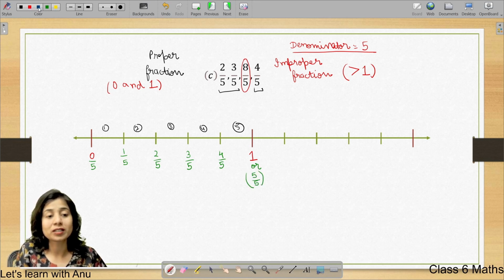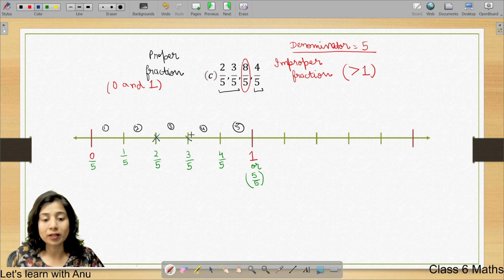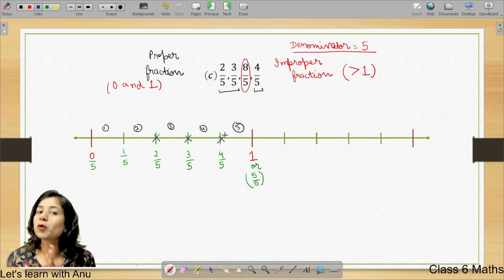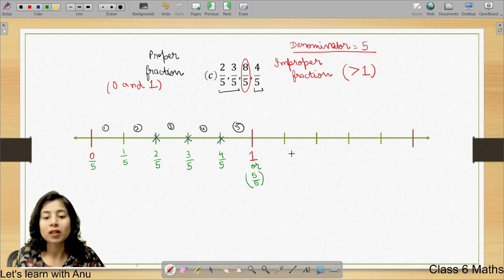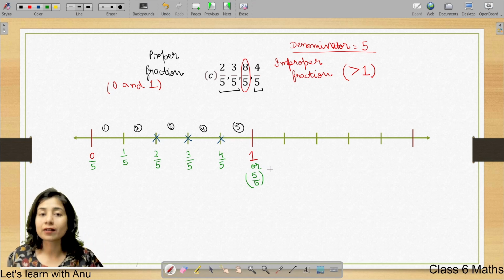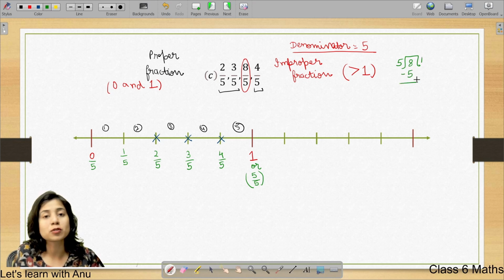So let's plot the fractions. 2 by 5, this is 2 by 5, class, then it is 3 by 5 and the last one is 4 by 5. So this was all about proper fractions. What about the improper fraction, that is 8 by 5? Let's check that out as well. So for 8 by 5, firstly we will convert 8 by 5 into a mixed fraction. How can we do that? We're going to divide 8 by 5. We know that 5 times 1 is 5 and when we subtract it, we get 3 as the remainder. So the fraction becomes 1 3 by 5.